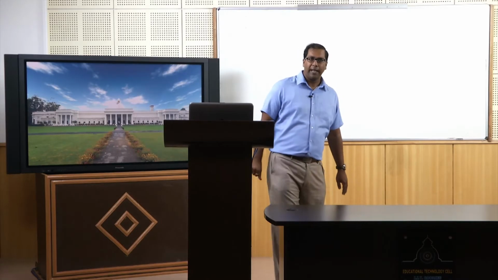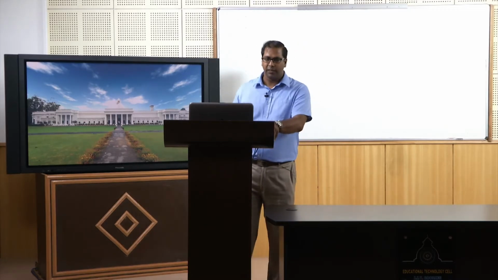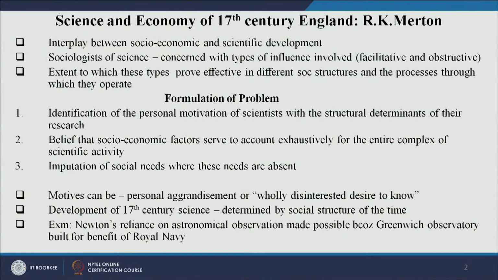Now, in order to explain that, the first point that he makes is that sociologists of science are concerned with the types of influences involved, either facilitative or obstructive, the extent to which these influences prove effective in different social structures, and the processes through which they operate. The point is, what are those social forces that act as a facilitator or an obstruction to scientific and technological advancement?